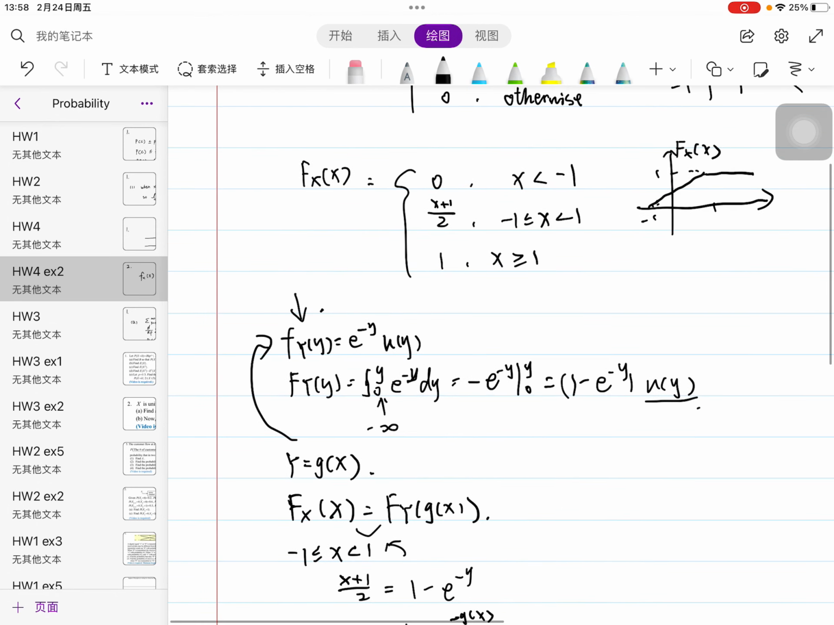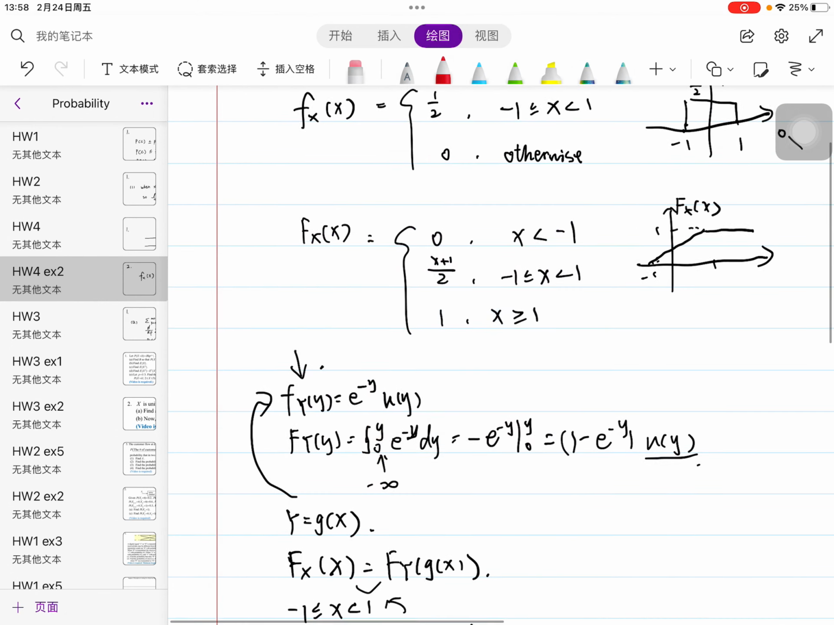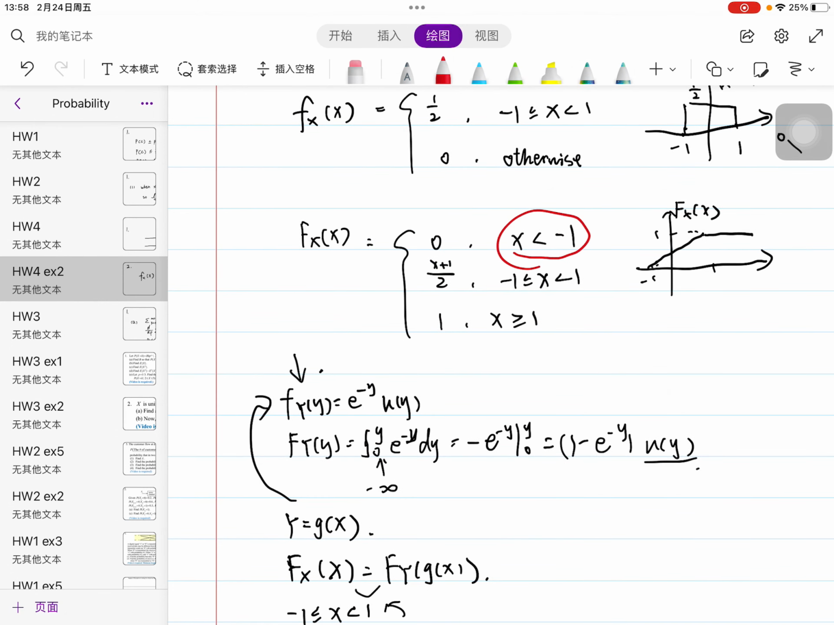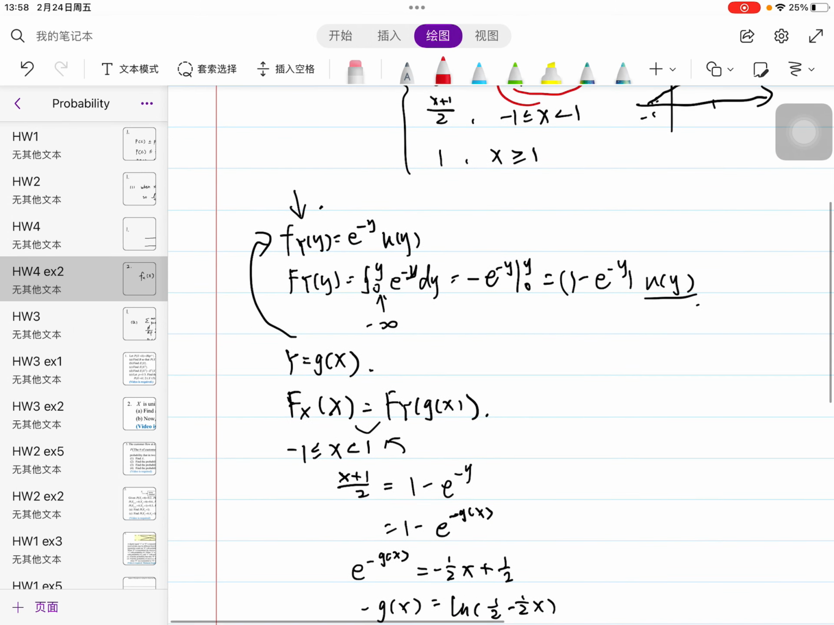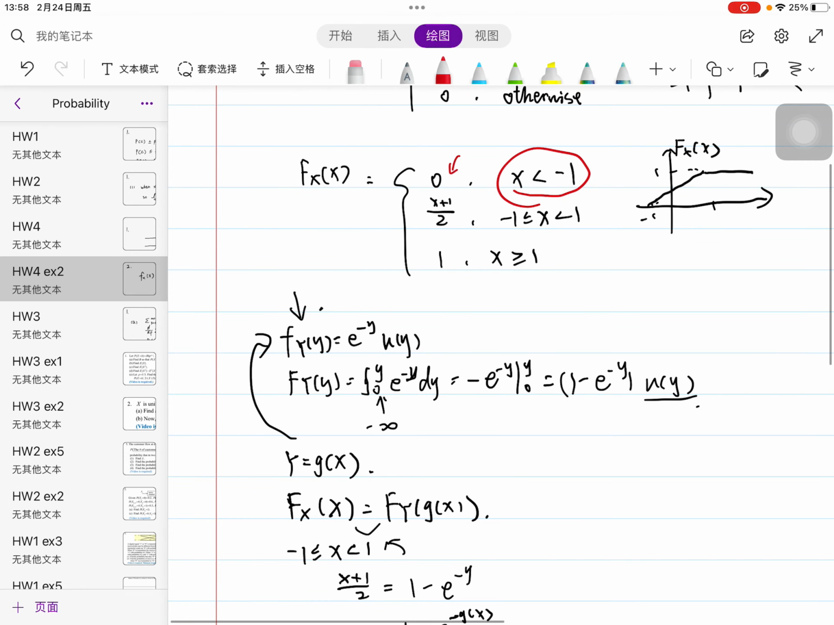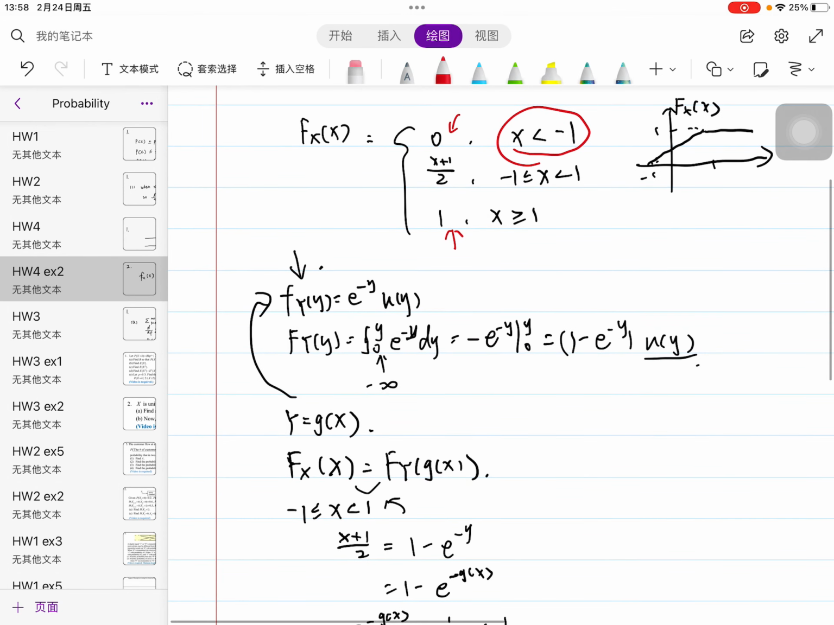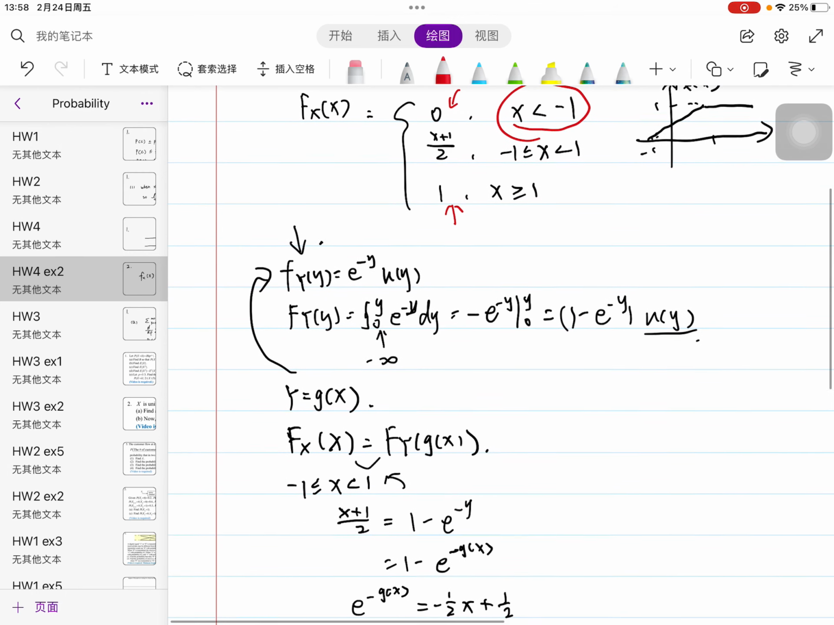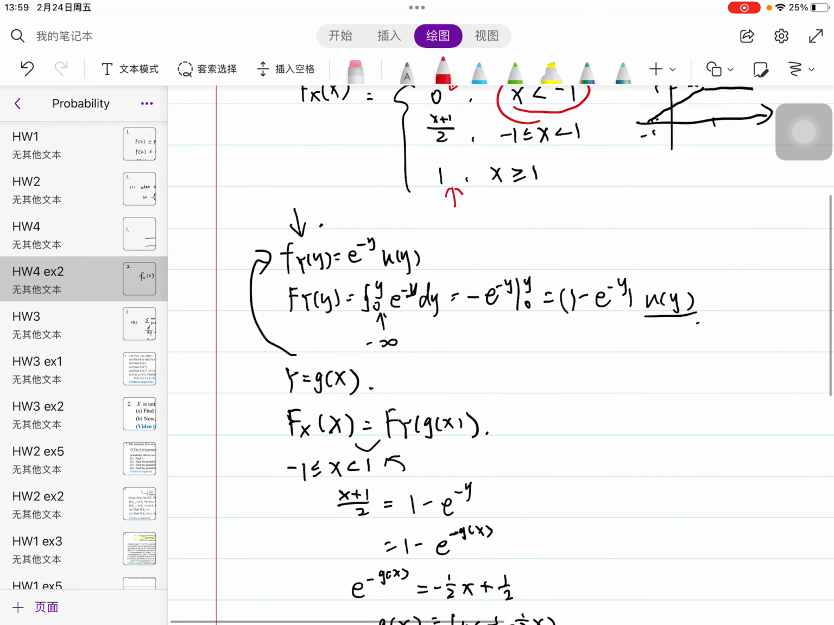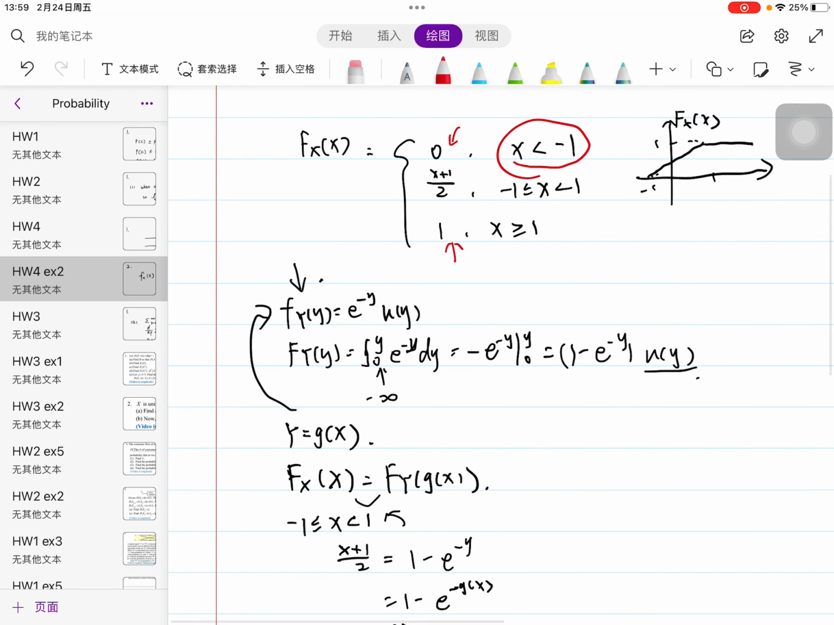So why do we take the interval -1 to 1 here? That is because when x is smaller than -1, the distribution function is a specific value. From the specific value, we just cannot simply get the g(x) function's expression. So we need to take an expression with x here, but not the specific value.